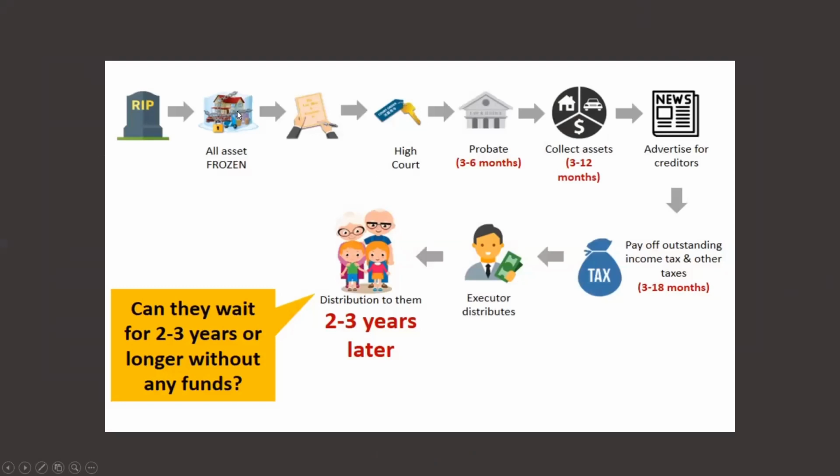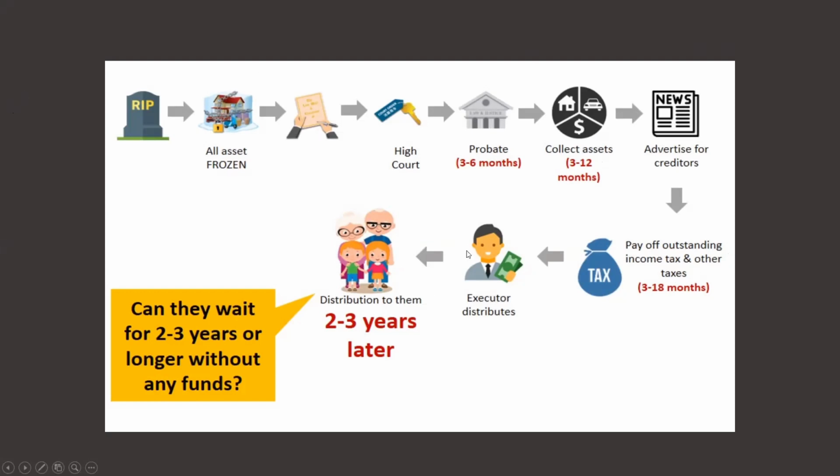So just to recap everything, you die, all the assets are frozen, you need to have a letter of administration or grant of probate. Then you go up to submit at the High Court. The High Court issues the probate. Then you advertise for creditors, you pay the outstanding taxes and debts. And then after that, the executor will distribute the balance to your beneficiaries.